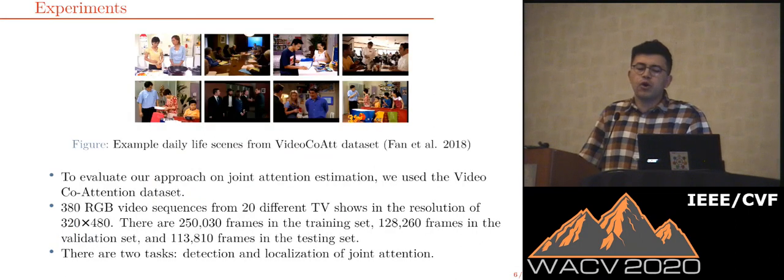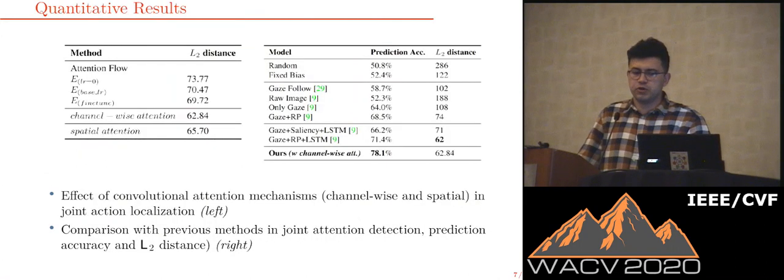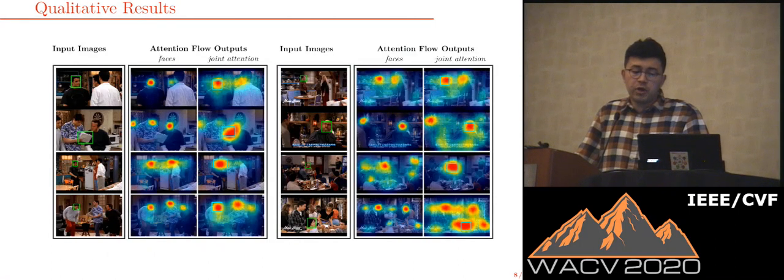We conduct our experiments on the video co-attention data set that contains video sequences from 20 different TV shows and hundreds of thousands of frames. So we have two different tasks, detection and localization of joint attention in videos. We conducted quantitative experiments based on, first of all, the contribution of channel-wise attention and spatial attention for the joint attention estimation task. And also, we compare our work with previous methods, such as GazeFollow and more complicated temporal methods. We outperform them in both tasks.